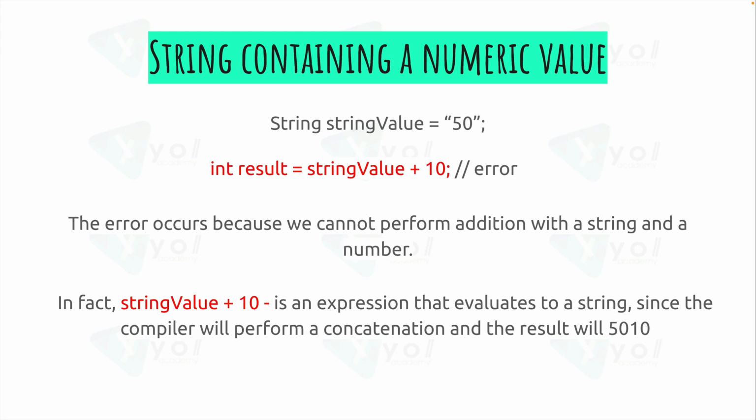Remember the rules of the arithmetic operator plus. If both operands are numeric values or primitive data types, it will perform a mathematical operation. However, if one of the operands, or one of the sides, is a string, this is going to be treated as a concatenation, and the final value of this expression is going to be a string.